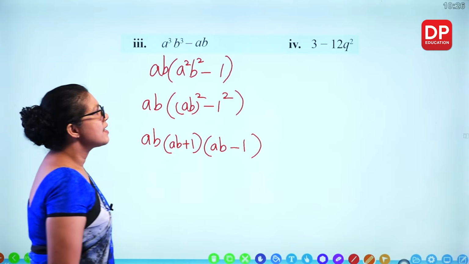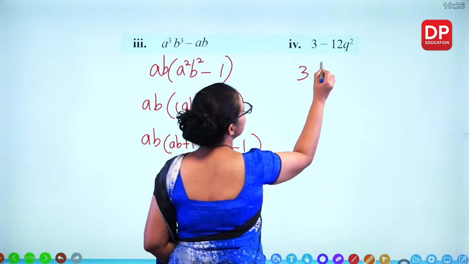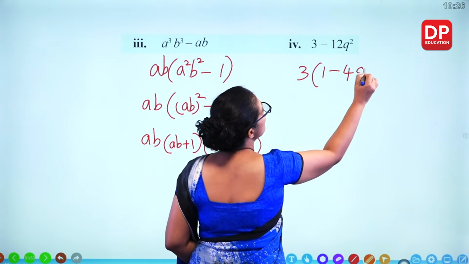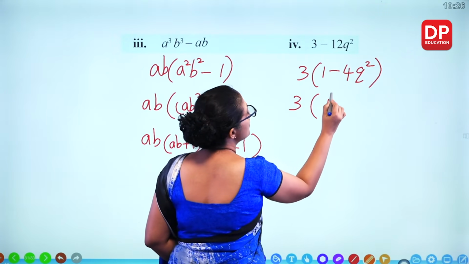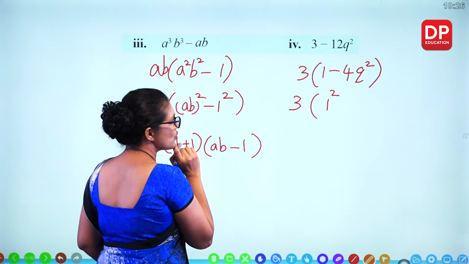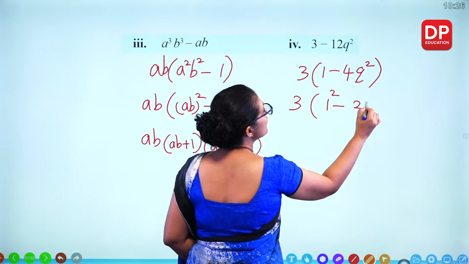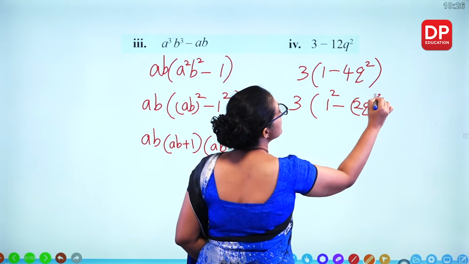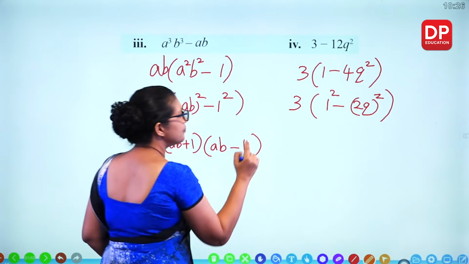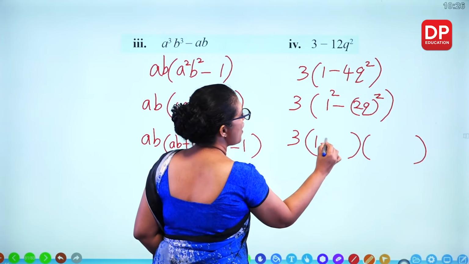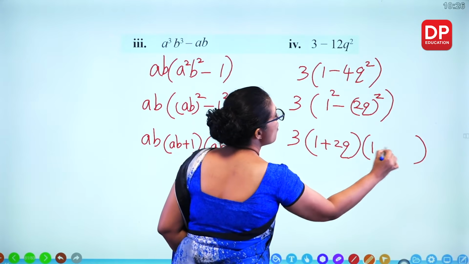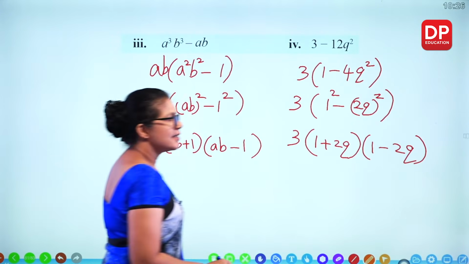This one, you can take 3 out. 1 minus 4q squared. Now you can apply the difference between two square terms. 1 squared is 1. 2q whole thing squared is 4q squared. Now write down the two factors: 1 plus 2q, 1 minus 2q.